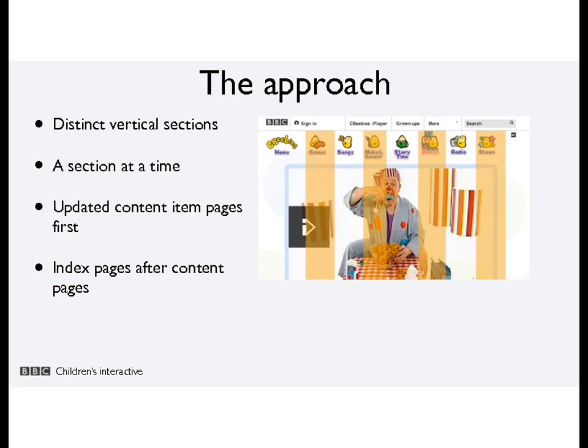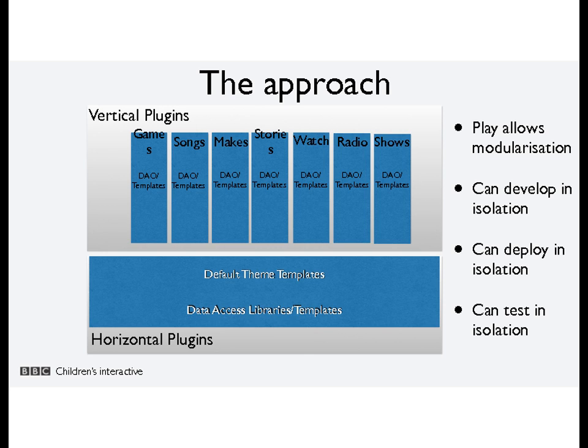Now the vertical slices work quite well in Play, especially with the plugin system. So each section could be developed as a plugin. We'd have some horizontal plugins which cover data access and default templates, and then we have vertical plugins which deal with each section. So it gives us primitive feature toggles, and it also meant we can develop each section in isolation, which works quite well for testing. Things have since changed from this due to business needs, but we still make heavy use of the plugin system, which comes in Play and is a part of SBT.